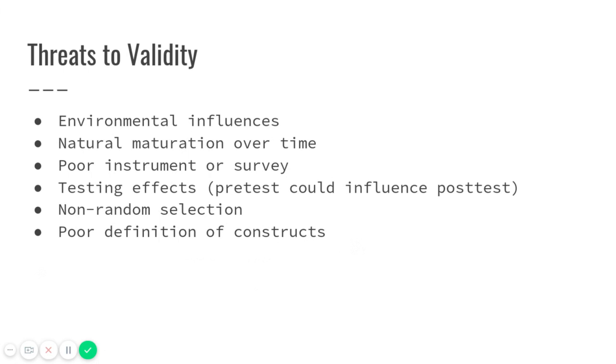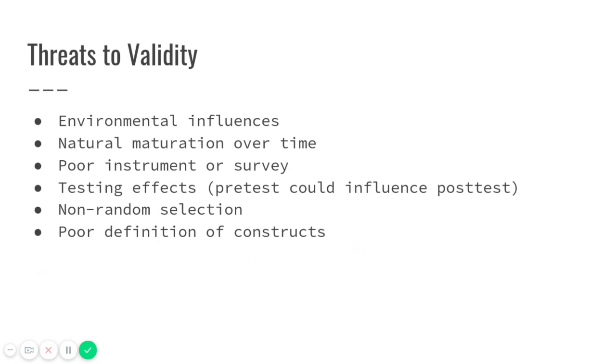You could have a poor instrument or survey if questions are poorly worded, or the instrument really doesn't measure what you're claiming that it should measure. Again, that would be a construct validity problem. You could have testing effects as well. So a pre-test could influence a post-test.